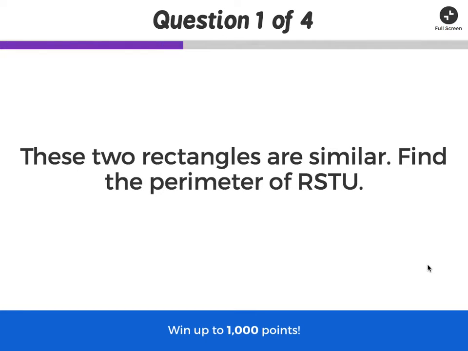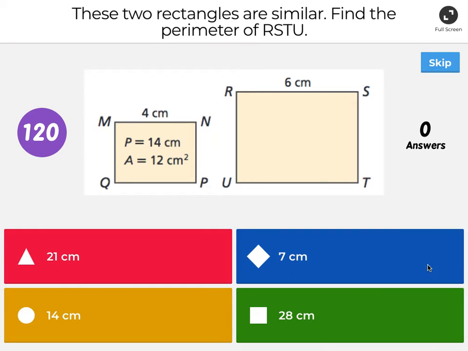These two rectangles are similar. Find the perimeter of RSTU. Okay, so here you go. You're given the two sides. You have to find the similarity ratio. What's needed is always on top. What you're looking for is always on top in these kinds of cases. That's how you get your similarity ratio.